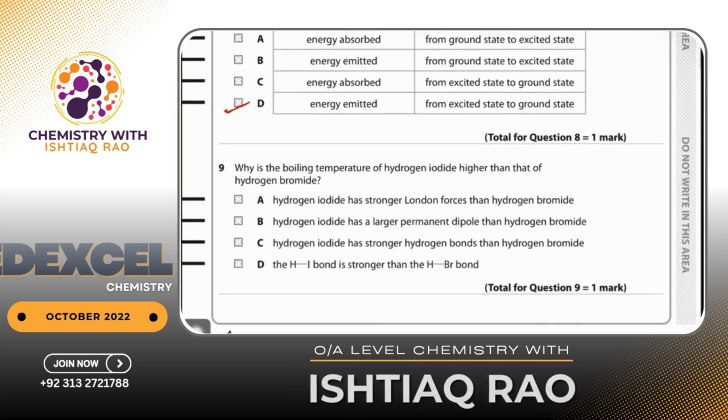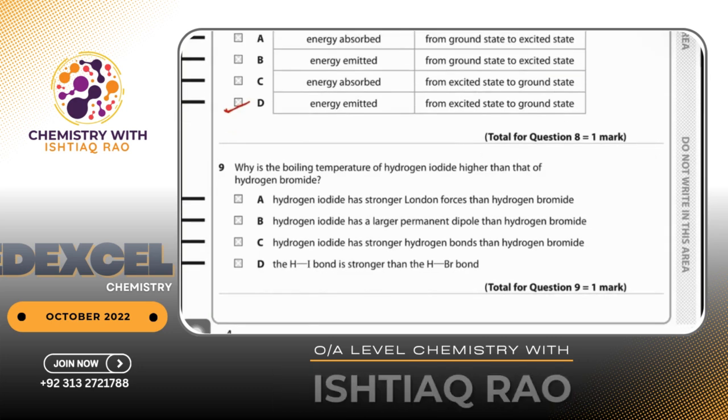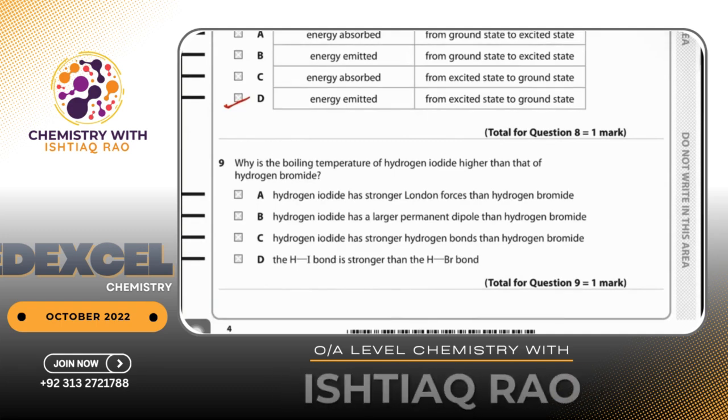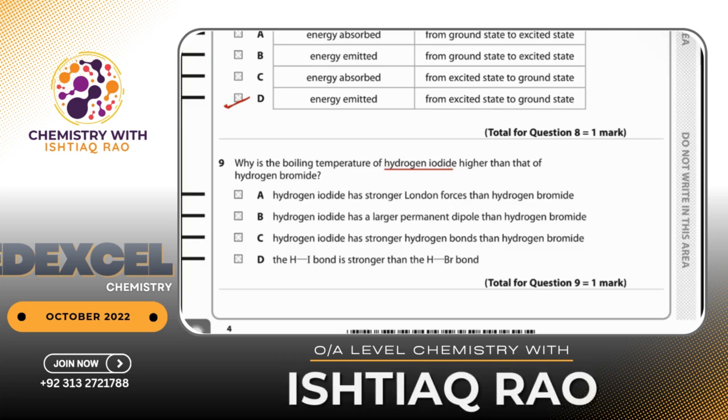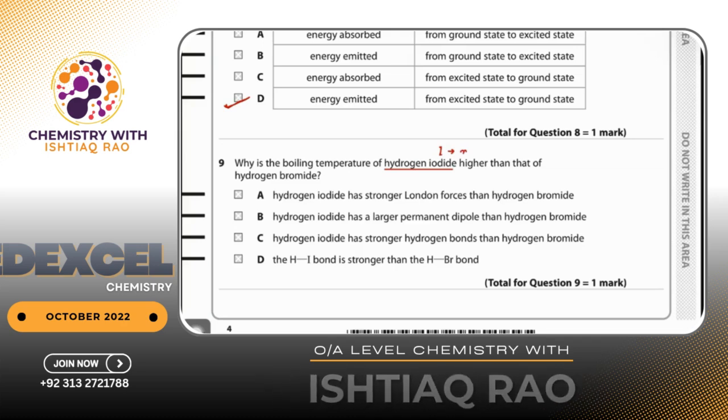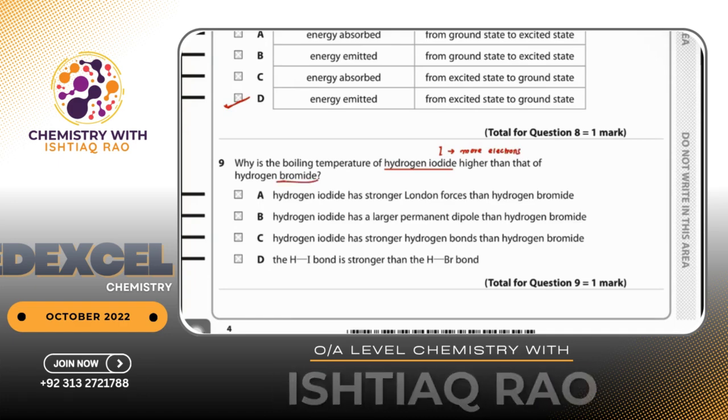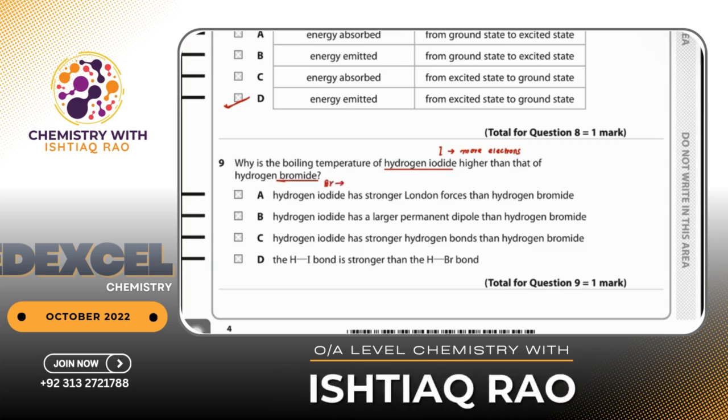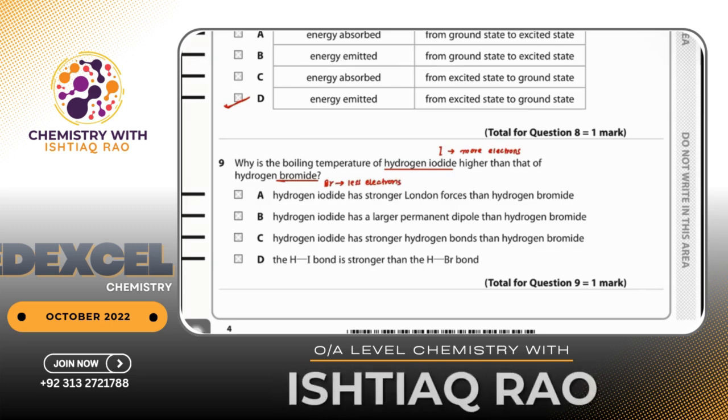Why is the boiling temperature of hydrogen iodide higher than that of hydrogen bromide? Of course, hydrogen iodide has iodine, and iodine has more electrons. As I told you, more electrons means stronger intermolecular force. Bromine has fewer electrons, so it has a weaker IMF. So hydrogen iodide has stronger London forces than hydrogen bromide. So yes, this is correct.